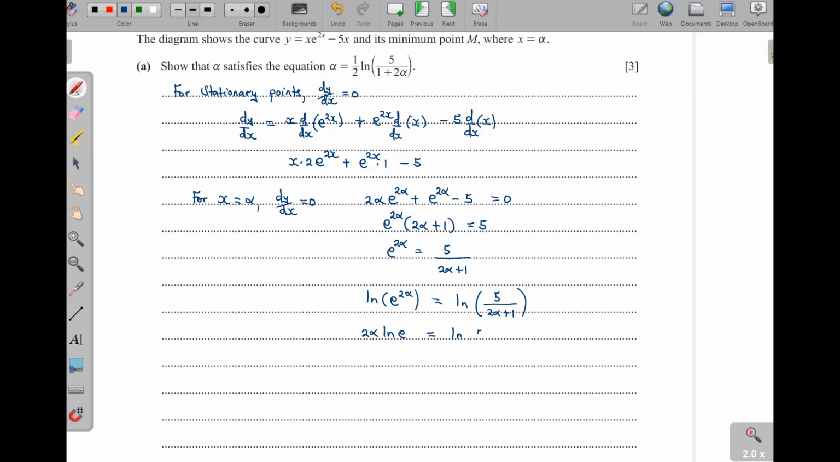This one is natural log of 5, then out of 1 plus 2 alpha. So I want to keep this one like the way it is there. Okay, so whether you have 2 alpha plus 1 or 1 plus 2 alpha, it's all the same. So that means our alpha is therefore going to be equal to, you divide all through by 2, so it's a half, then the natural log of 5, then out of 1 plus 2 alpha, and that is that.